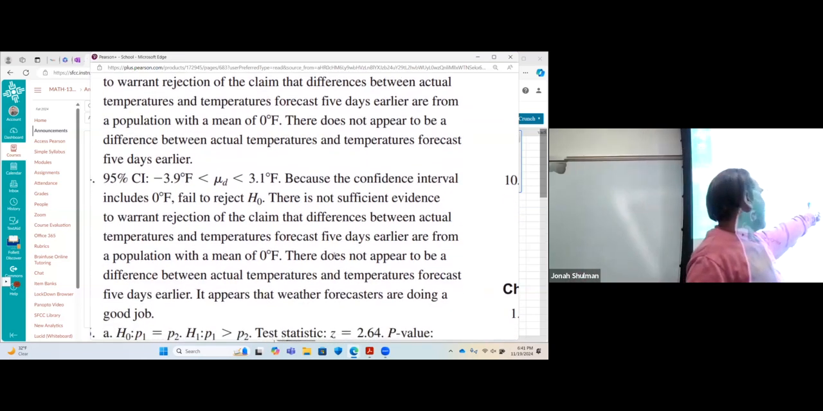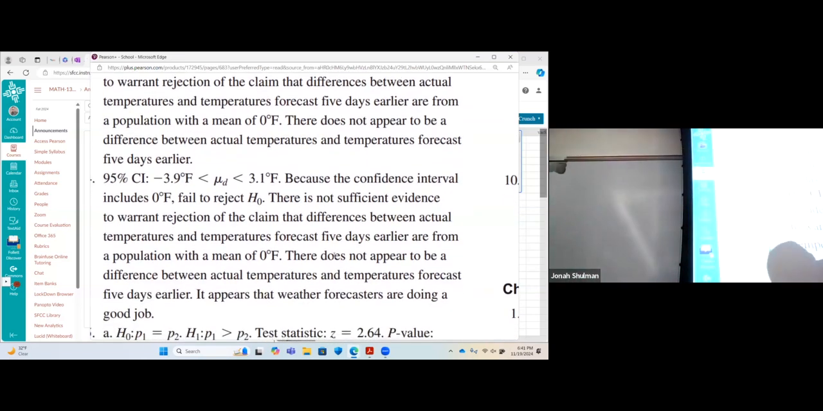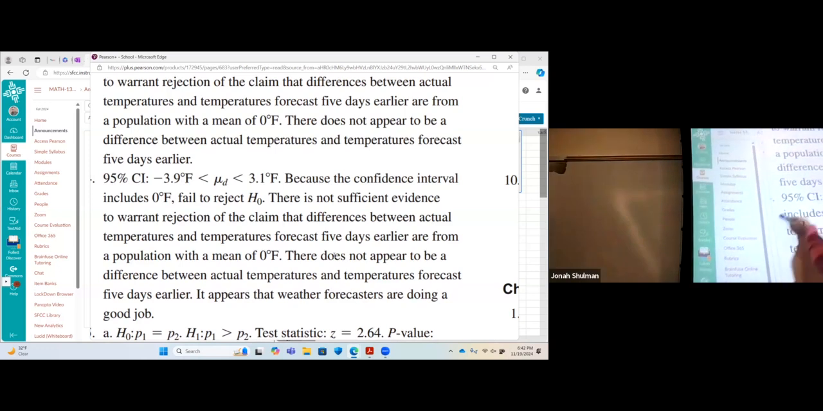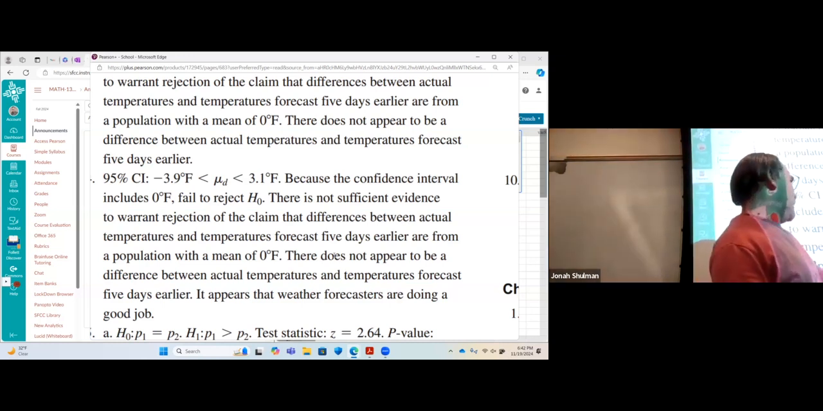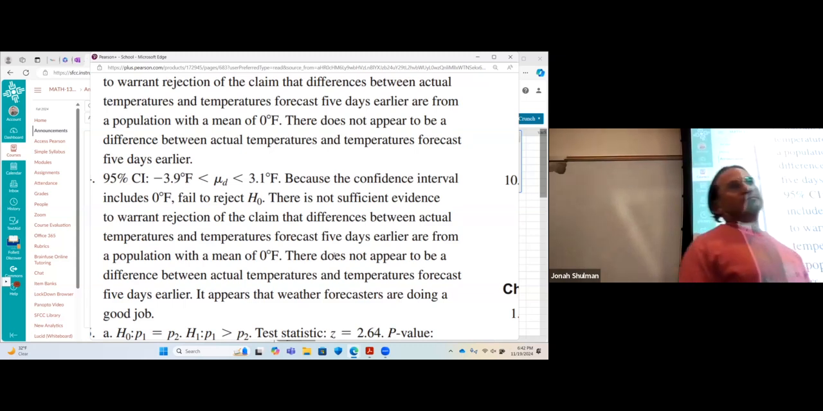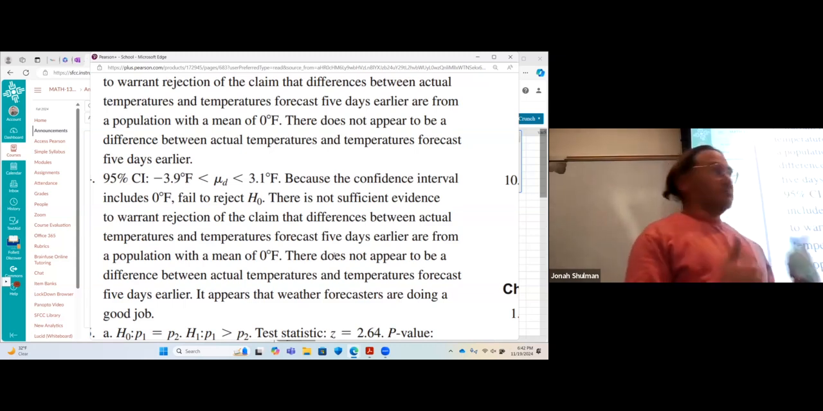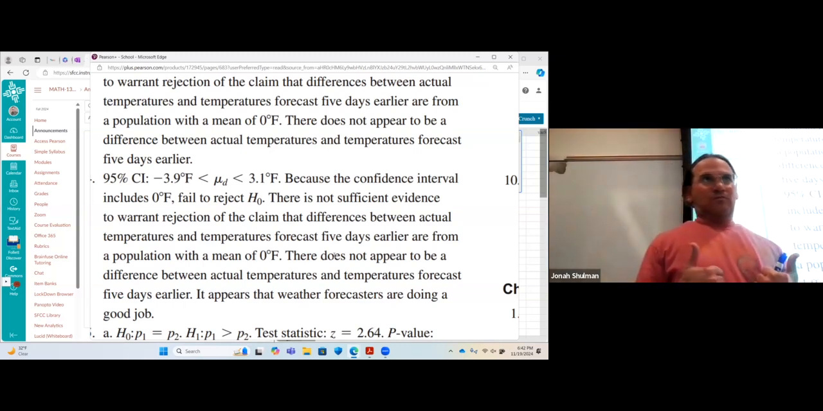We have a 95% confidence interval. We're between here and here. Because the confidence interval includes 0, we fail to reject the null. There's not significant evidence to warrant rejection of the claim. There's not a difference between actual and the forecast. They are doing a good job. Feel good?